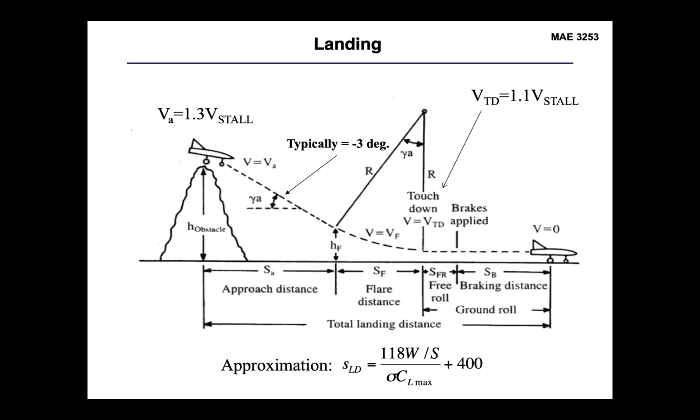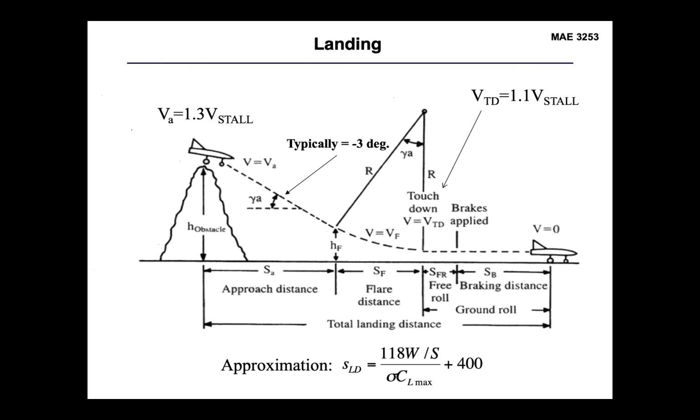We're looking at just the estimate of the landing distance. So this is going to start at that minimum obstacle height. We're going to use that 50-foot value to start this calculation off at. We'll have an approach distance, which is going to continue that glide slope, which is typically going to be about -3 degrees. As shown on this figure, this is obviously not to scale. That glide slope is going to be pretty shallow compared to what we're seeing on this graphic here.